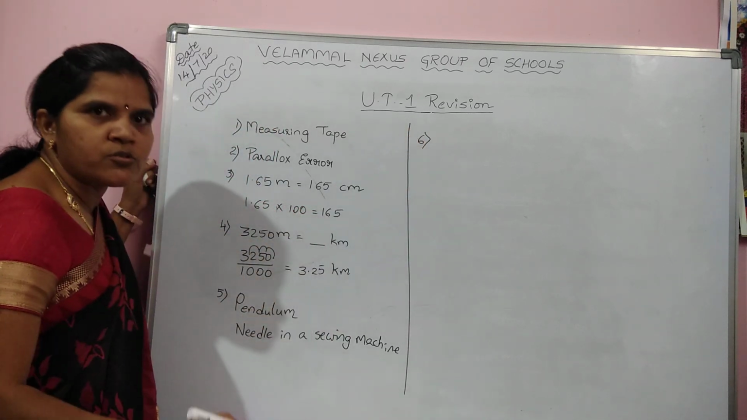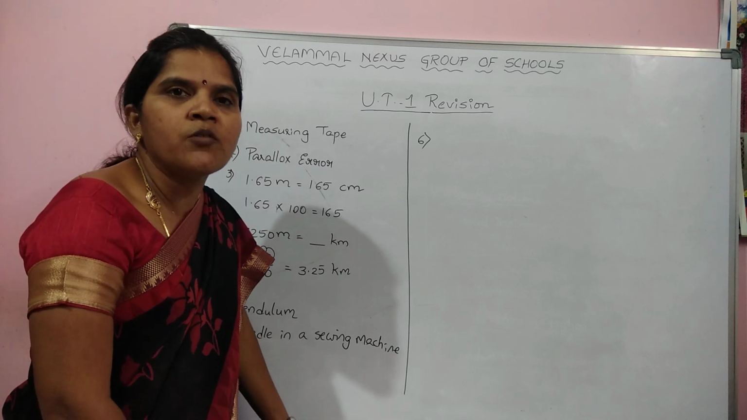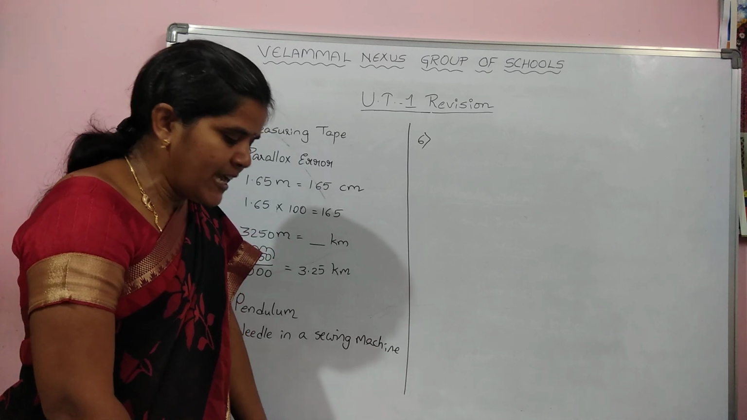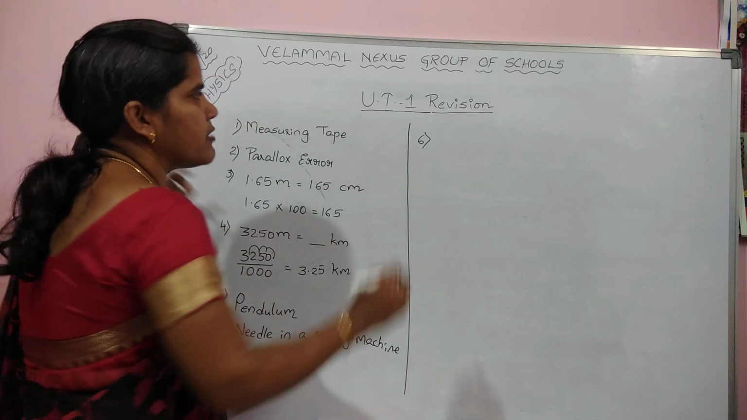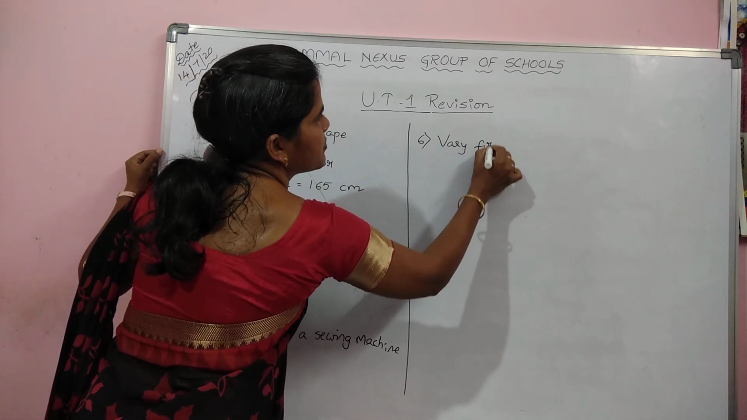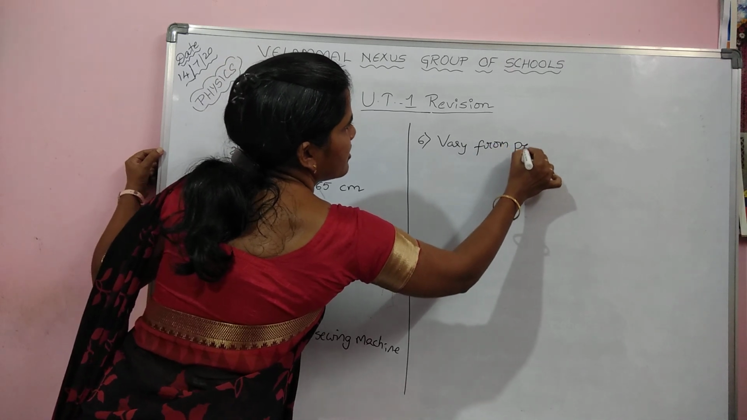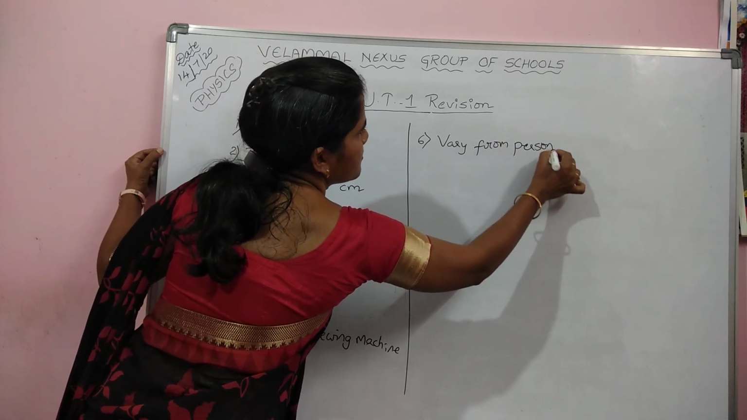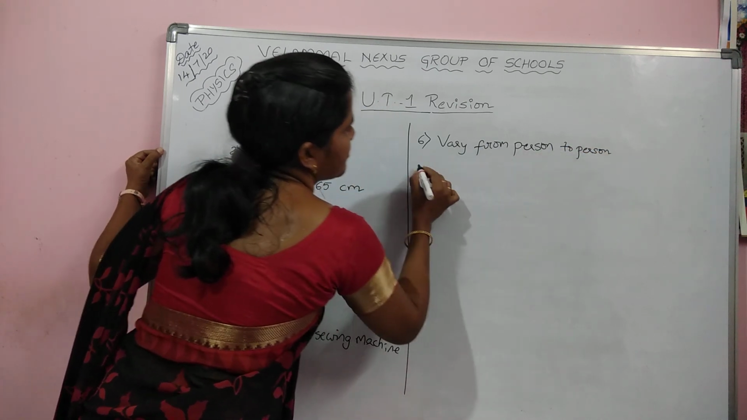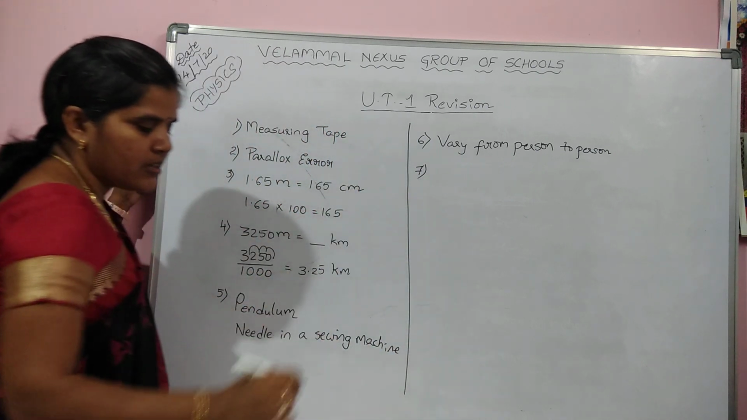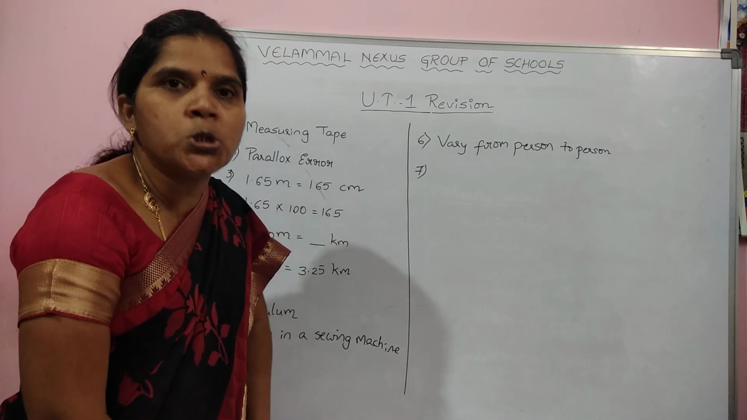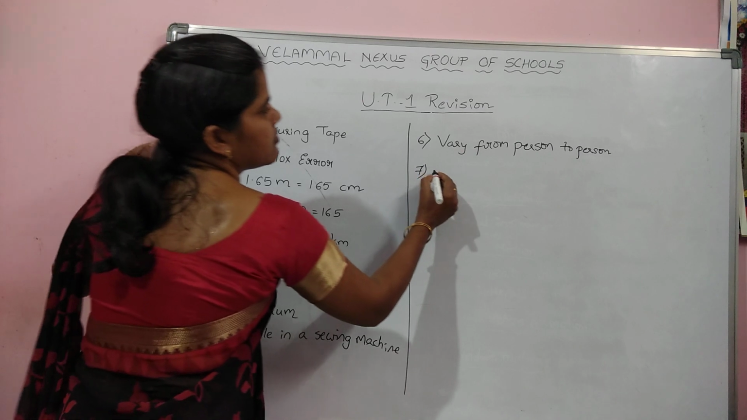Why can't we use, very important bit this one, why can't we use pace or foot as a standard unit of length? Why, children? Because pace and foot vary from person to person. They are not preferable. Pace or foot will vary from person to person and hence they are not used as a standard unit of length, children.